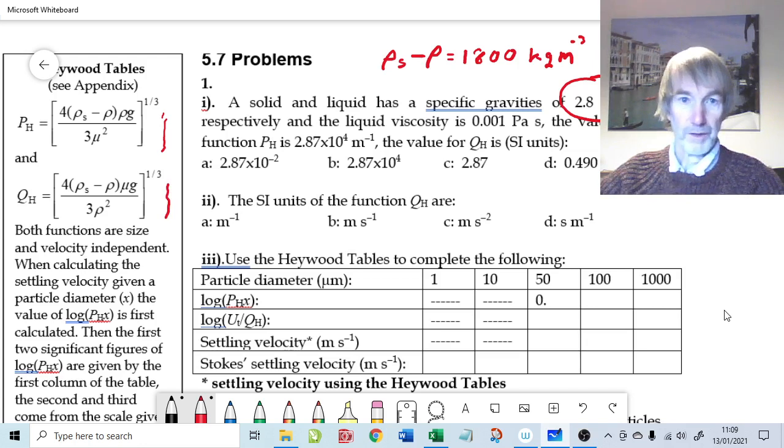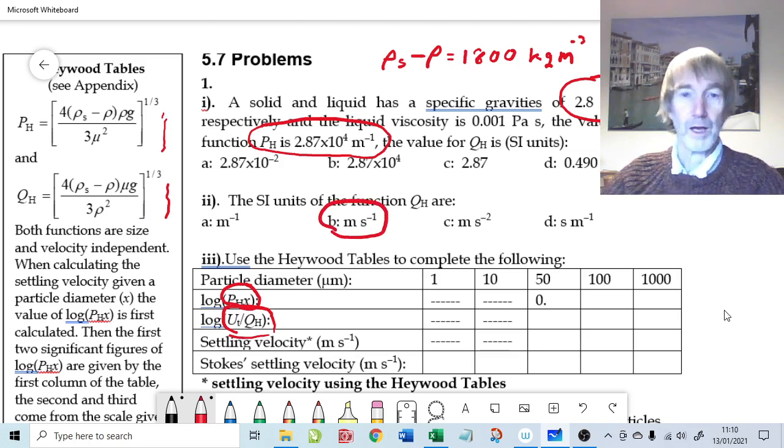So we have these rather bizarre parameters called P and Q that need to be calculated. The question tells you that P is that value, and you'll notice the SI units are meters to the -1, and if you multiply P times X, of course that gives you a dimensionless number, which is good. We like taking the logs of dimensionless numbers. Logs of dimensional numbers can be problematic, so it's good that we have the right units here. By the same logic, Q, down here in UT over Q, is going to have the same units as velocity. So in fact, the answer to that question, getting ahead of myself, is velocity, because again we need that dimensionless number.